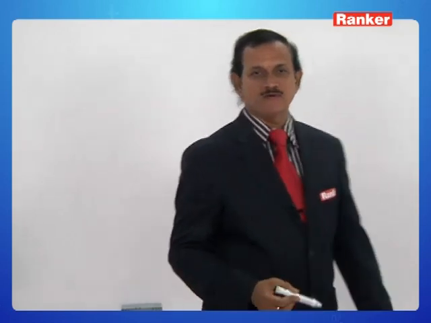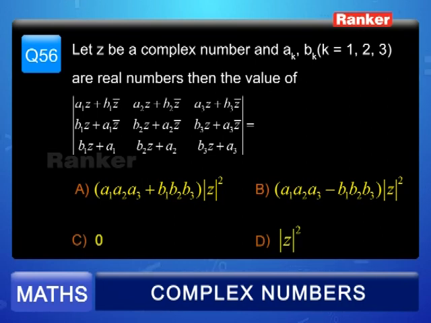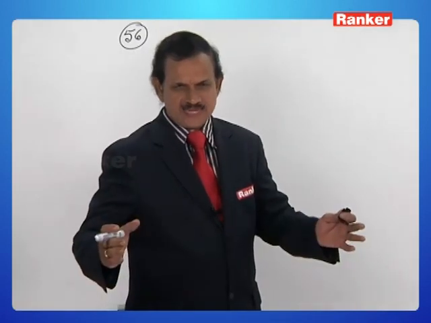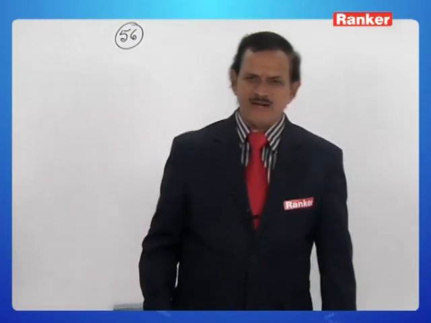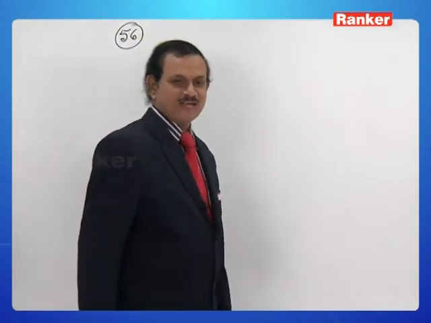The next question, that is question number 56. Let Z be a complex number and A1, A2, A3, B1, B2, B3 are real numbers, then the value of a big determinant. The determinant has first row A1Z plus B1Z bar, A2Z plus B2Z bar, A3Z plus B3Z bar. Second row B1Z plus A1Z bar, B2Z plus A2Z bar, B3Z plus A3Z bar. Third row B1Z plus A1, B2Z plus A2, B3Z plus A3. What is the value of the determinant? First option A1, A2, A3 plus B1, B2, B3 into mod Z whole square. Second option A1, A2, A3 minus B1, B2, B3 into mod Z whole square. Third option 0. Fourth option mod Z whole square. Let us see what happens. What is the question actually?